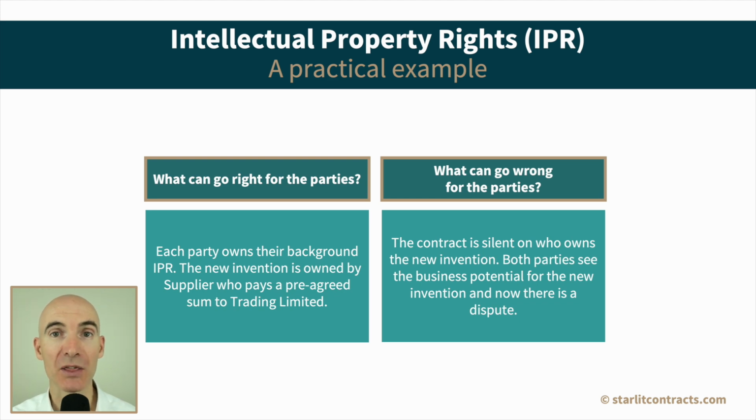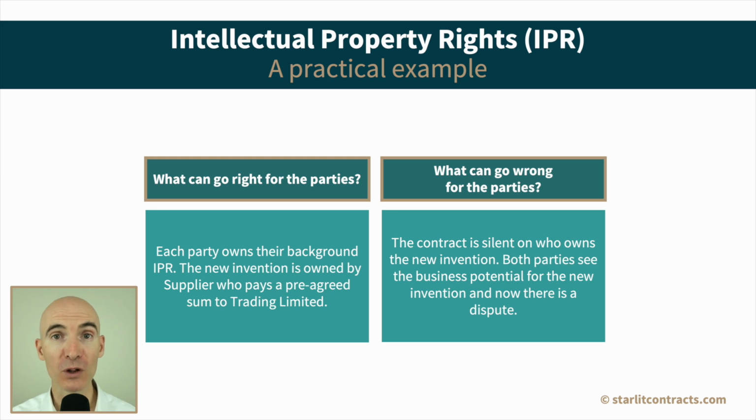So in this case, the parties could have agreed that Trading Limited would continue to own the intellectual property rights, the IPR, that it brought into the deal, that so-called background IPR. Given that the parties combined their resources to create some new intellectual property rights, the parties could agree that the supplier would own that. But because the supplier is getting that benefit, they would also be under an obligation to pay a pre-agreed sum to Trading Limited in full and final conclusion of that transaction. So both parties get a positive outcome and can leave the deal happy.